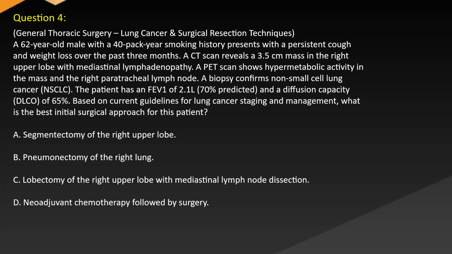Biopsy confirms non-small cell lung cancer. The patient has an FEV1 of 2.1 liters, 70% predicted, and diffusion capacity (DLCO) of 65%. Based on current guidelines for lung cancer staging and management, what is the best initial surgical approach for this patient? A. Segmentectomy of the right upper lobe. B. Pneumonectomy of the right lung. C. Lobectomy of the right upper lobe with mediastinal lymph node dissection. D. Neoadjuvant chemotherapy followed by surgery.